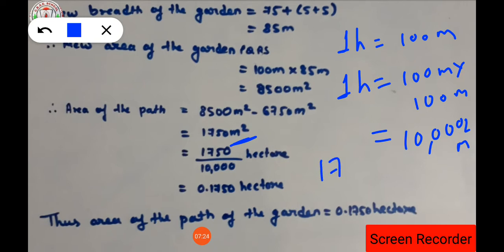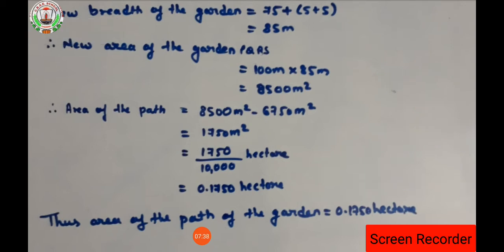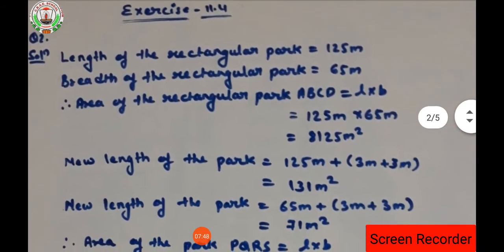1750 will be divided by 10,000 to be converted into hectares. So when it is divided, the answer will be 0.1750 hectare. Clear, everyone? Thus the area of the path of the garden is 0.1750 hectare. Clear, everyone? Next, question number 2.